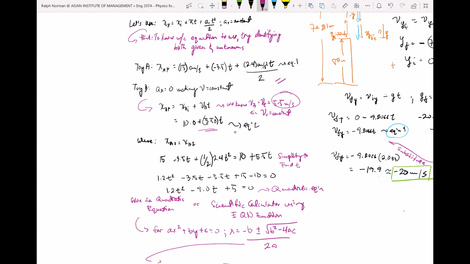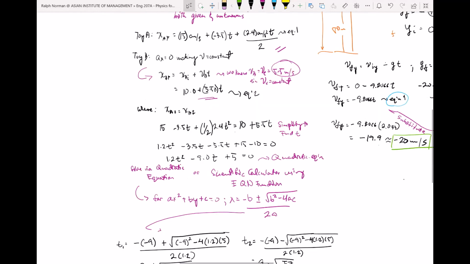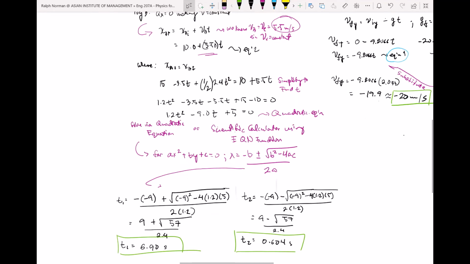Now, there are two ways to solve this. Either you solve this manually by the quadratic formula, or you simply use your high-end scientific calculator using the EQN function. I did the quadratic equation just to show it to you.